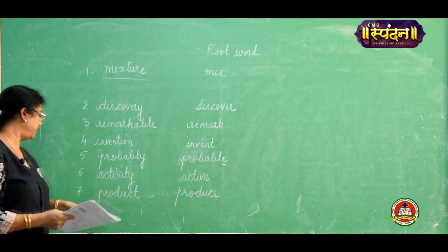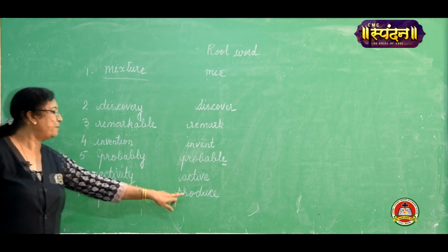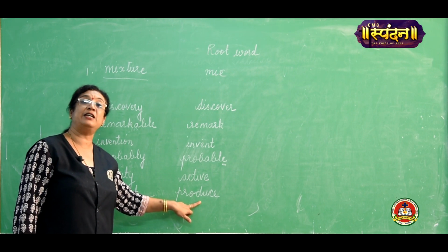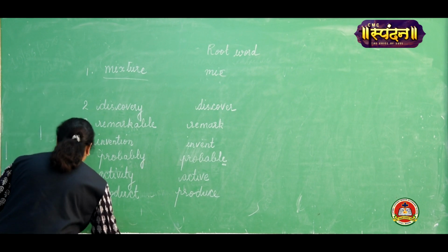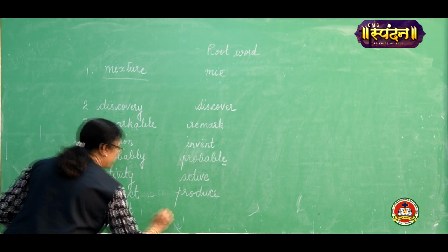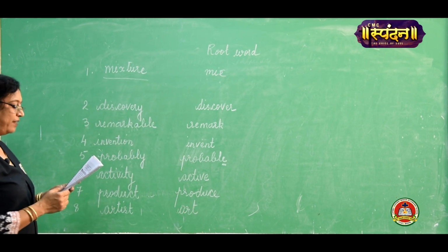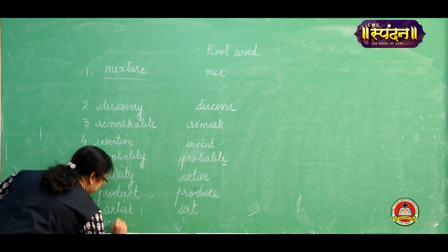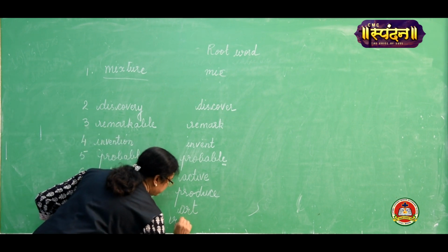Now same thing, product. Here we have used the T, but the root word is P-R-O-D-U-C-E, produce. Artist, it's very simple, from art we have got this word. Ninth is recycling. Then this will be recycle.